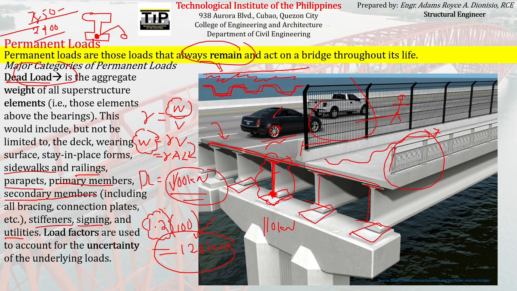Later on, we will talk more about load factors. But I just gave you an overview about the load factors and what its purpose is. Okay, so overall, that is what we call the dead load. Dead load, anything that you can see on the bridge that is always there, always has the same magnitude and position. That is what we call dead load.